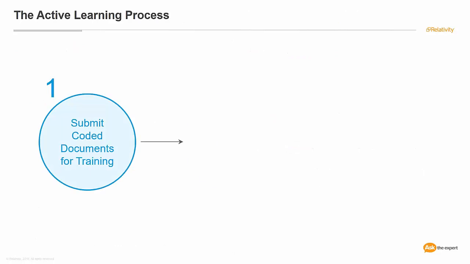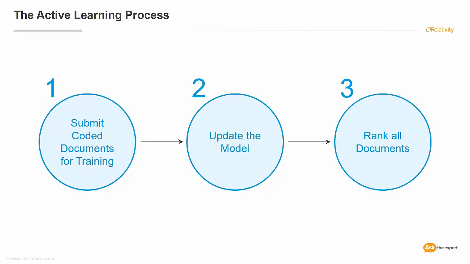As far as the general active learning process, the reviewers are coding documents. They're submitted for training to train the model. The system is going to update that model based on those coding decisions, and then the system will rank all the documents based on the latest build of the model.